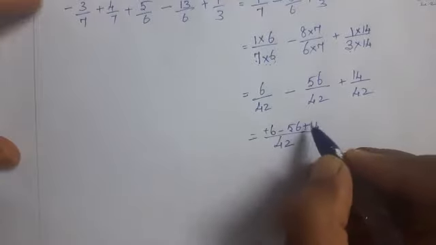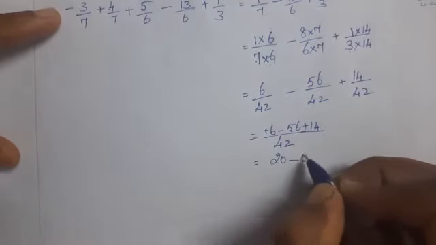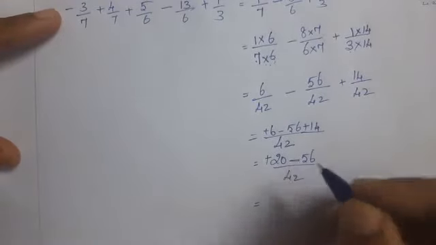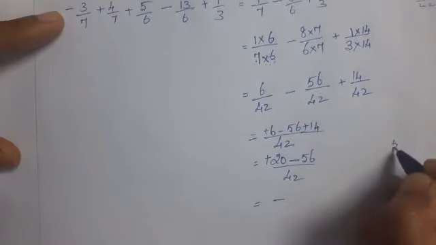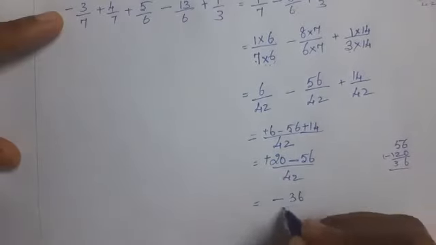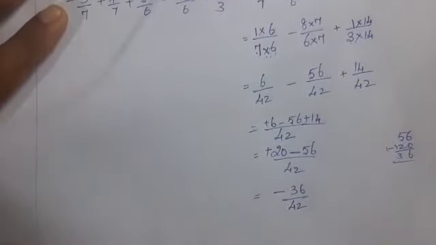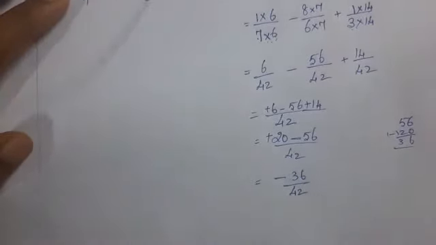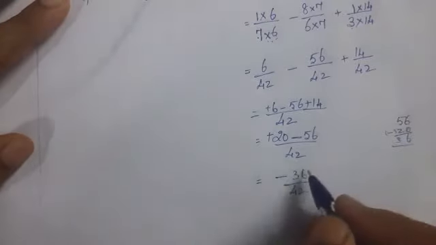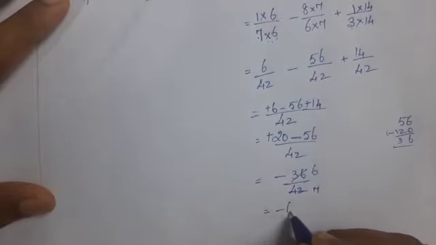See, these two numbers are positive. First add the positive numbers. 14 plus 6, how much? Yes, 20. Minus 56 divided by 42. See, one number is positive, one number is negative. Therefore, write the biggest number's sign and find the difference. 56 minus 20, the difference is 36. 36 divided by 42. You can divide if you have a common factor in both numerator and denominator. Do you have a common factor in 36 and 42? Yes. 6 sixes are 36, 7 sixes are 42. Therefore, your answer is minus 6 by 7.